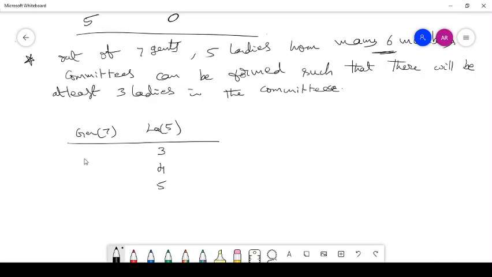So, 6 minus 3 is 3. 6 minus 4 is 2. 6 minus 5 is 1. Next, number of ways: 7C3 into 5C3 plus 7C2 into 5C4 plus 7C1 into 5C5. Here the answer is 462. Follow the same process as the first problem. Next question.